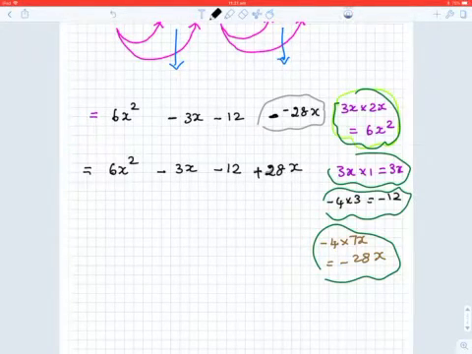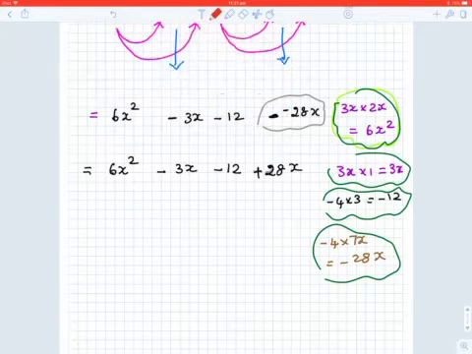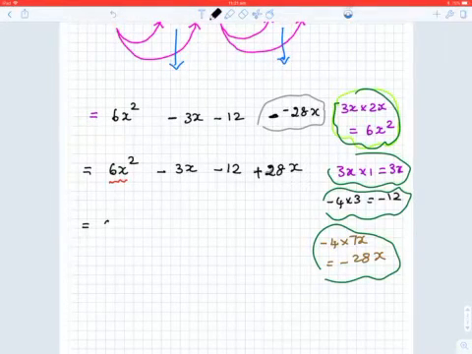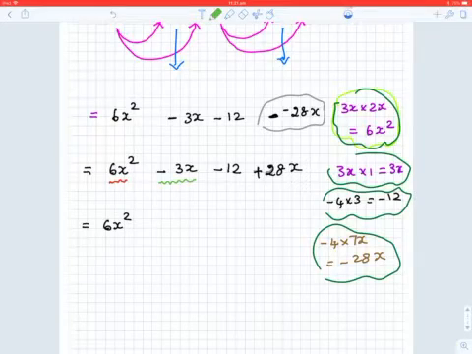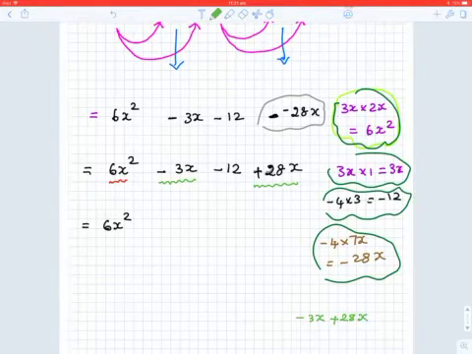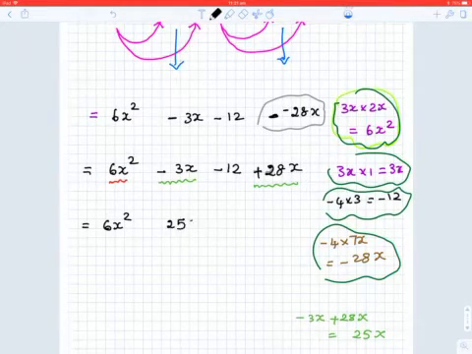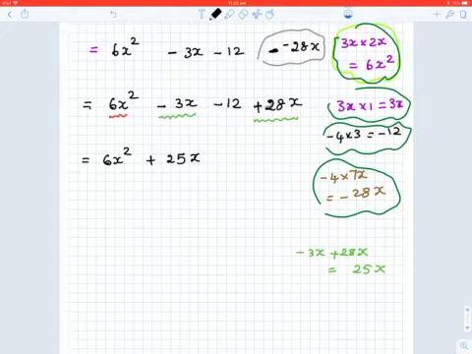Now, my next step is, we have done only expanding. Now we have to do simplifying. So I'm just going to collect the like terms. 6x squared, nothing to group with, so I'm just going to write 6x squared. Then minus 3x can be grouped with plus 28x. So it's minus 3x plus 28x equal to 25x. If I write 25x like that, it is not correct, so it is plus 25x. Then the last thing left over is minus 12. So this is your answer.